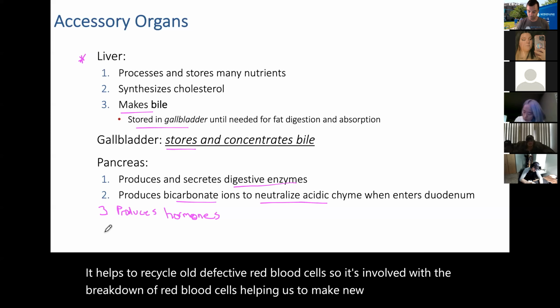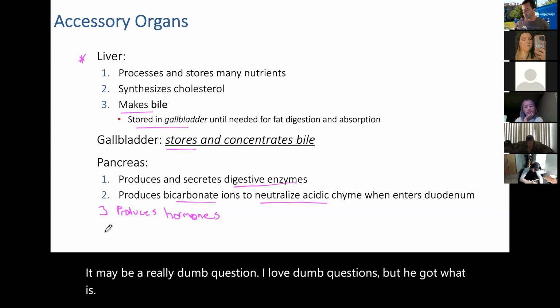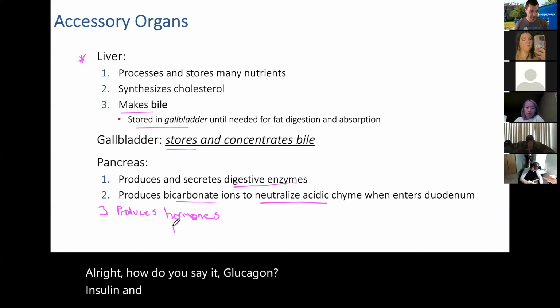Okay, so this might be a really dumb question. I love questions. What do you got? What is glucagon, or how do you say it? Glucagon? Yeah. Insulin and glucagon, they are hormones.